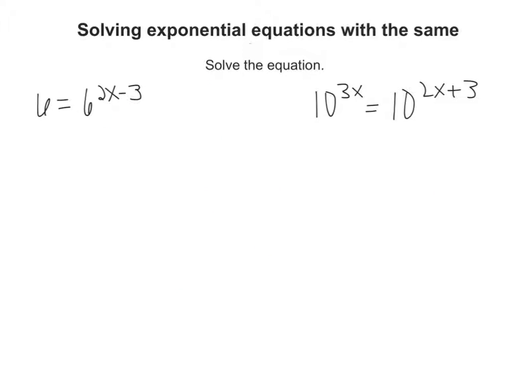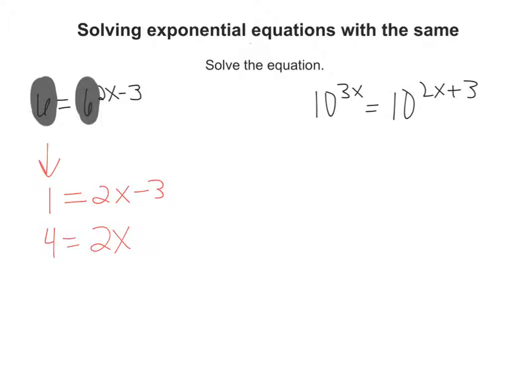All right, so we're solving an exponential equation with the same base again. I know it's the same because this has a base of 6, and this also has a base of 6 here. So in order to solve this equation, I'm just going to set their exponents equal to each other because their bases are the same. Our exponent here is just going to be 1, and that's going to equal 2x minus 3. If you add 3 to both sides, you're going to get 4 is equal to 2x. Divide both sides by 2. x equals 2.